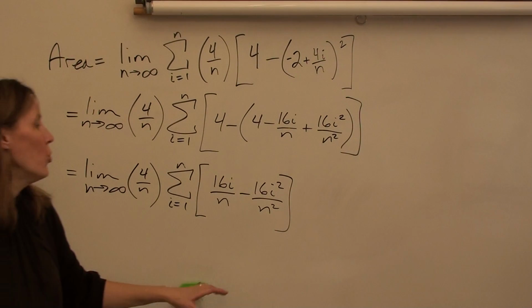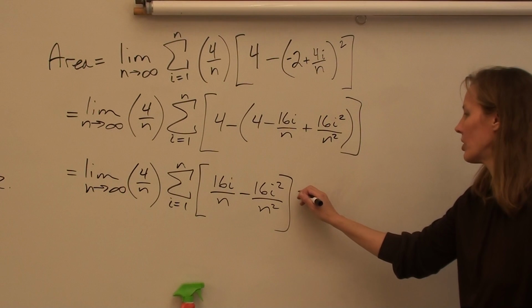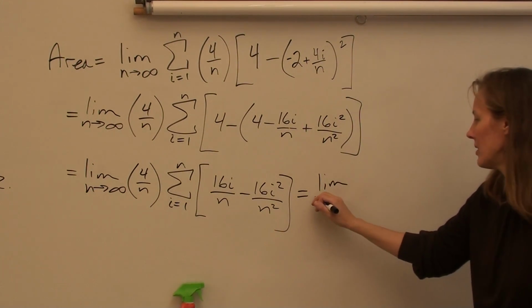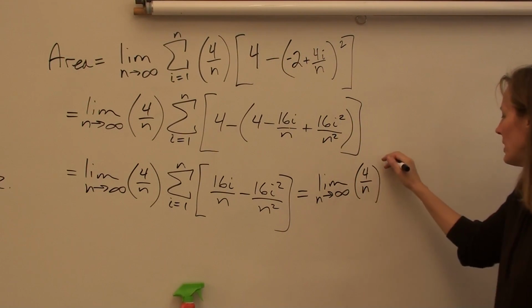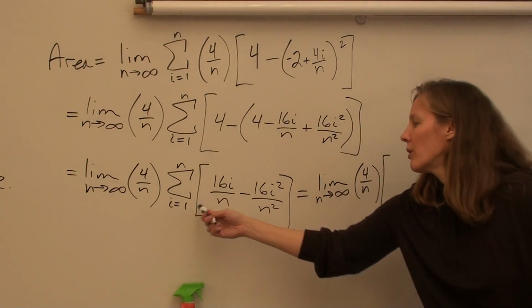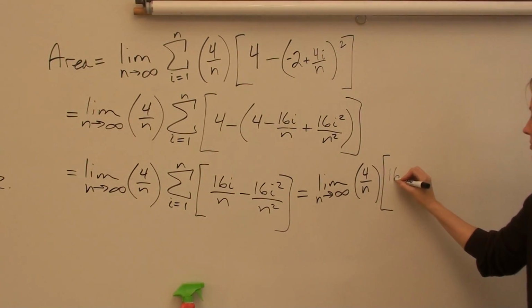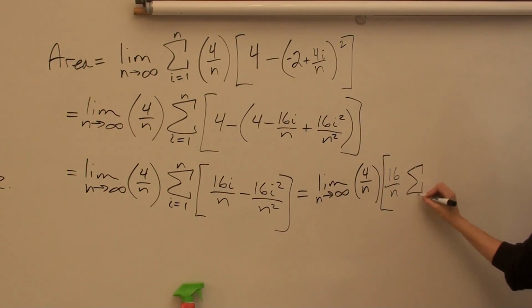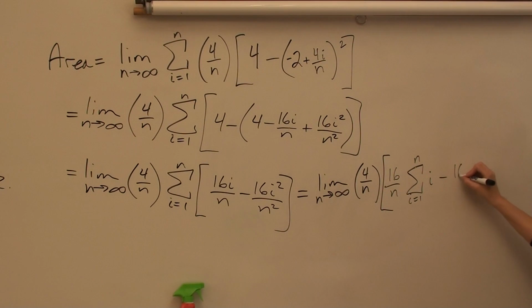Okay. What we have to do now is split up the sum and put the constants in front of each individual term. So we have the limit as n approaches infinity of 4 over n times. So now we're going to do the sum of this and the sum of this. This 16 over n goes in front of its sum, which is just i. And then the 16 over n squared, which is negative, goes in front of the sum of i squared.